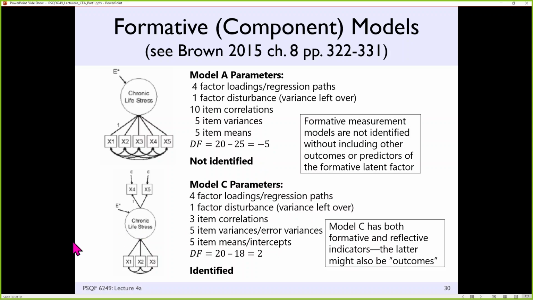This model down here is identified. I now have 3 formative indicators that create this thing called chronic life stress that in turn tells you how you're going to answer 4 and 5. So the top part of this is our standard reflective model. The bottom part is formative. And now if you tally up the list of things you're trying to estimate, it is identified.